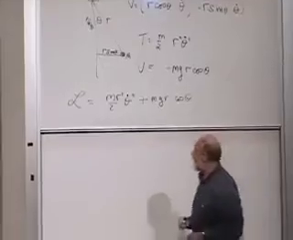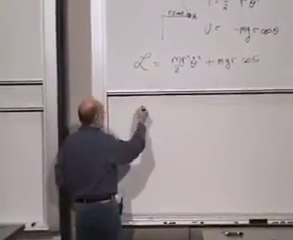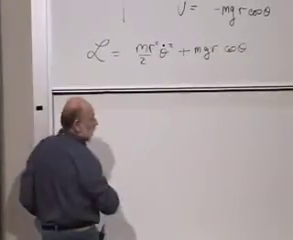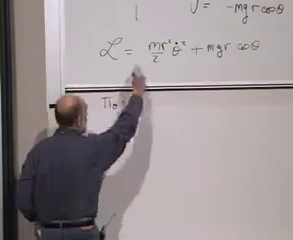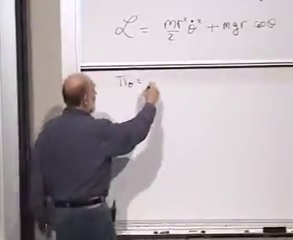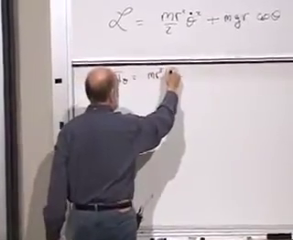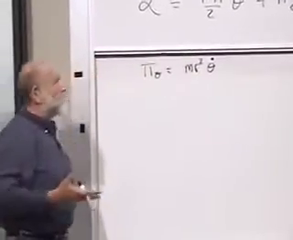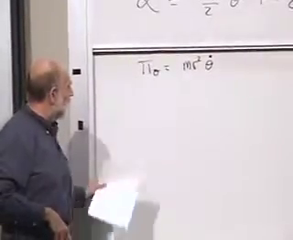Let's write down the equations of motion. First of all, we take the canonical momentum conjugate to theta, that's p sub theta. That's equal to the derivative of the Lagrangian with respect to theta dot. That's mr squared theta dot. It's actually the angular momentum, but we don't even need to call it that. We just call it mr squared theta dot.